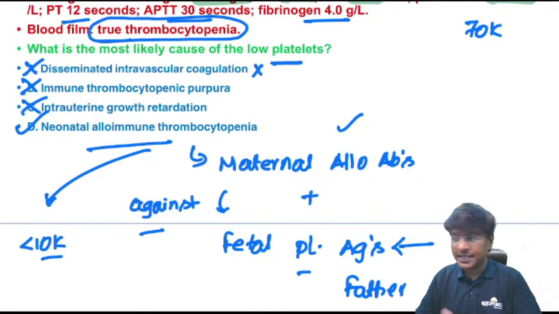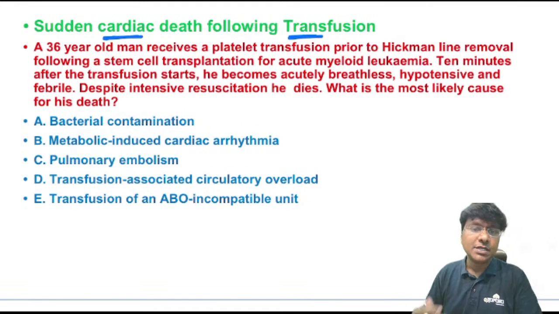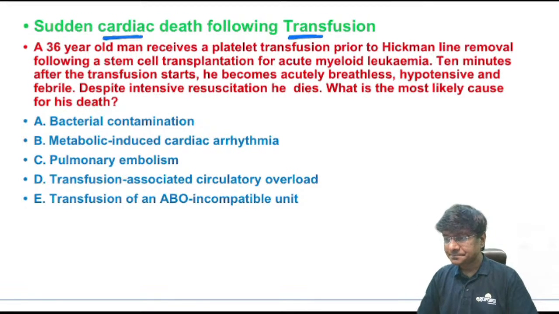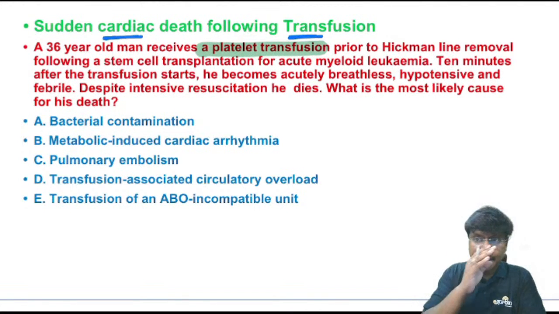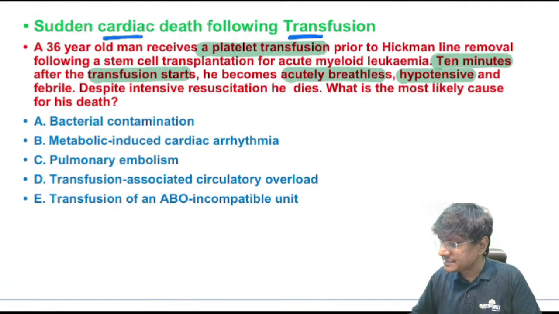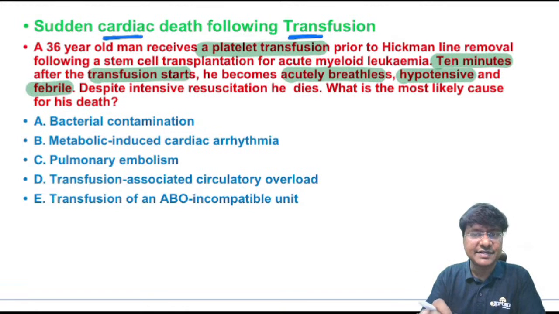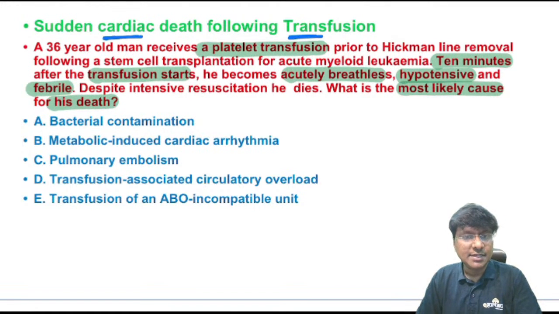Right, now let me discuss one more important hematological emergency clinical scenario: sudden cardiac death following transfusion. So how do you manage this? See this clinical scenario. A 36-year-old man is receiving a platelet transfusion prior to Hickman line removal following a stem cell transplant for acute myeloid leukemia. What is a Hickman line? I'll show you. Ten minutes after the transfusion started, he becomes acutely breathless, hypotensive, and febrile. Despite intensive resuscitation, he dies. What is the most likely cause of his death? Bacterial contamination, metabolic induced cardiac arrhythmia, pulmonary embolism, transfusion associated circulatory overload, or transfusion of an ABO incompatible unit.